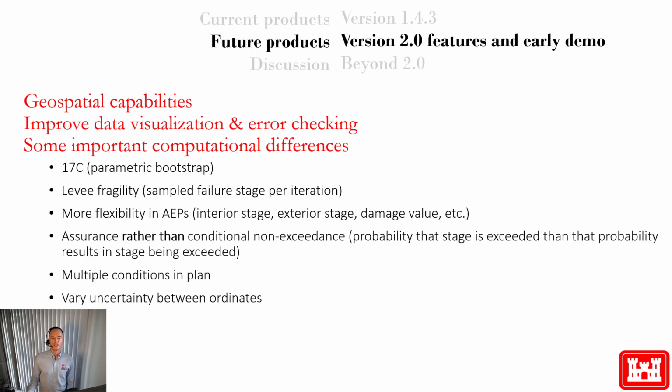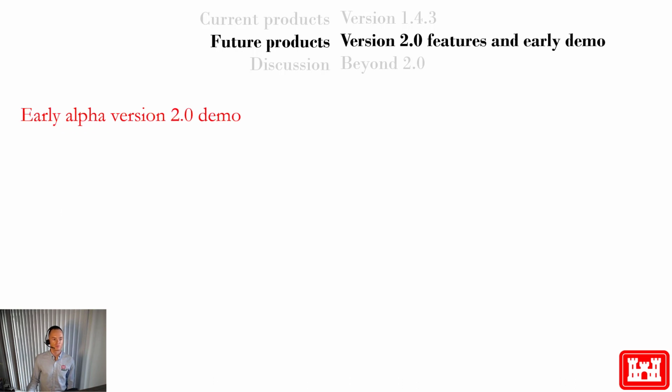FDA will calculate assurance rather than conditional non-exceedance probability. Assurance is a more flexible metric that in the case of AEP, it takes into account all flood events, whereas conditional non-exceedance probability is conditional on one event. Multiple conditions will be possible within a given plan, and users will be able to vary uncertainty between ordinates. Let's now take an early alpha version 2.0 look at the software.